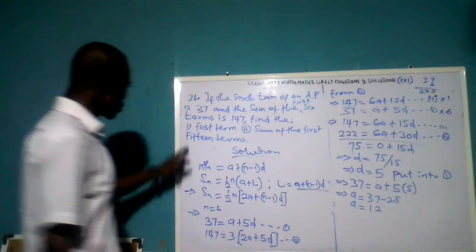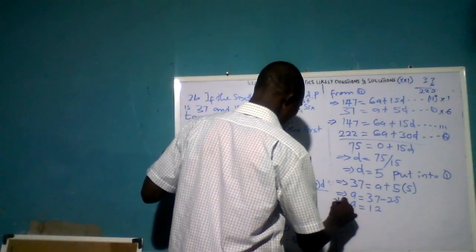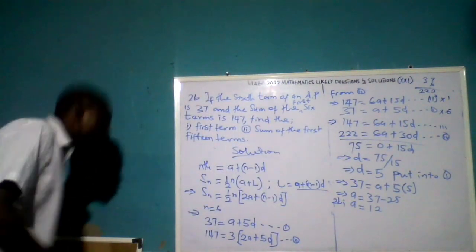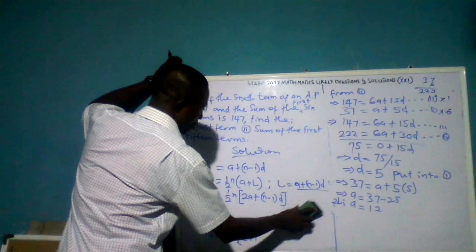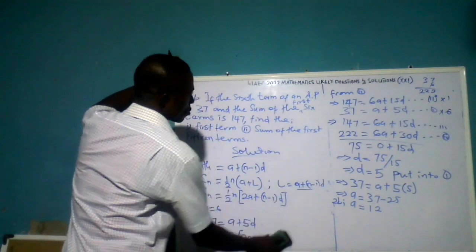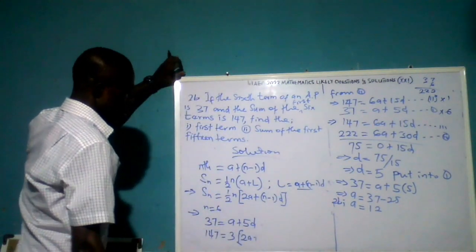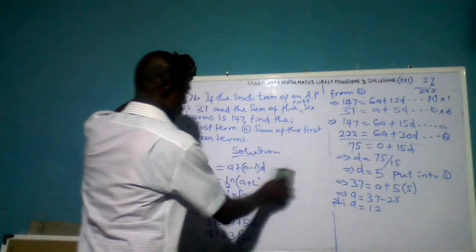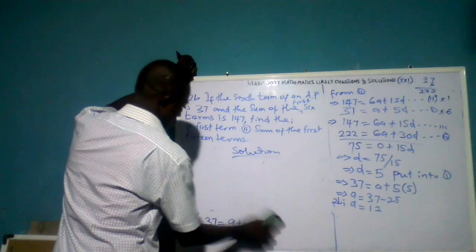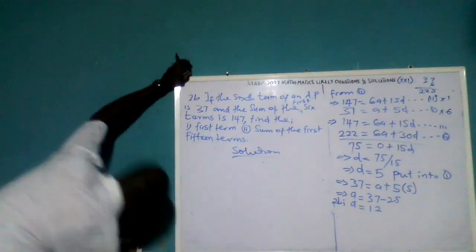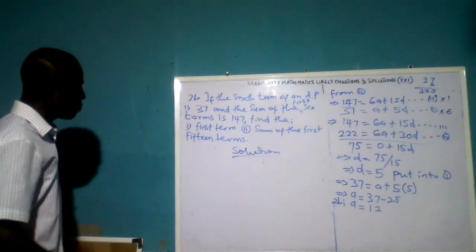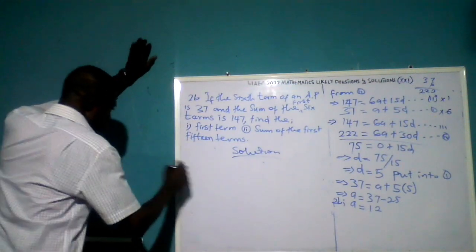And that answers question number 2b Roman figure 1. Now let's look at 2b Roman figure 2. We have to find the sum of the first 15 terms.